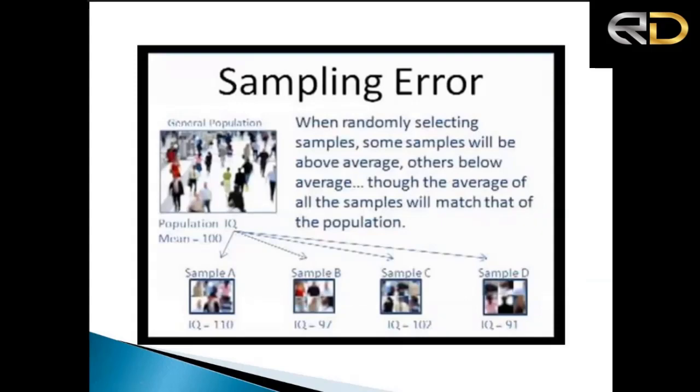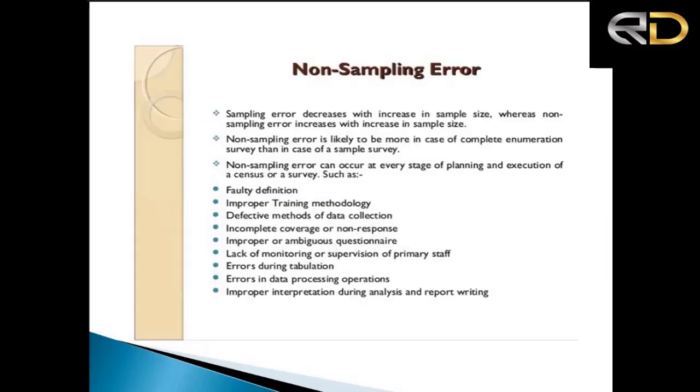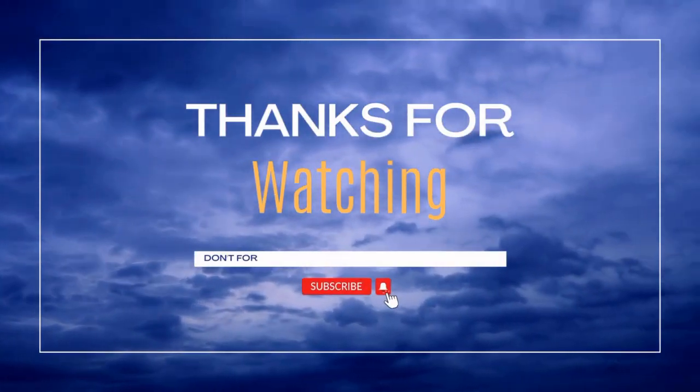And there are 2 types of error: sampling error and non-sampling error. There is sampling error with random samples, and whenever you are using non-random sampling there are different non-response and similar types of errors. So these are various types of non-sampling errors. We will discuss them another day if we get a chance.